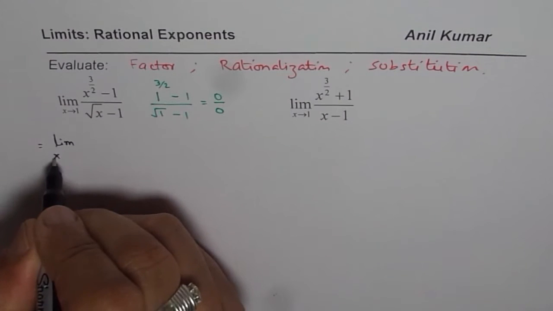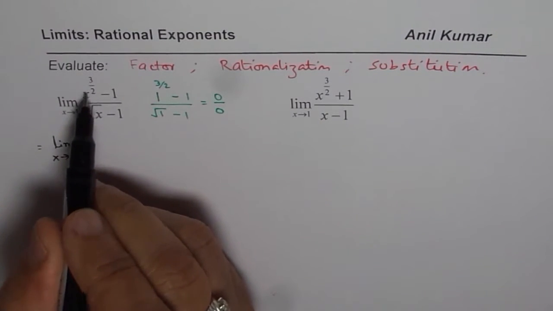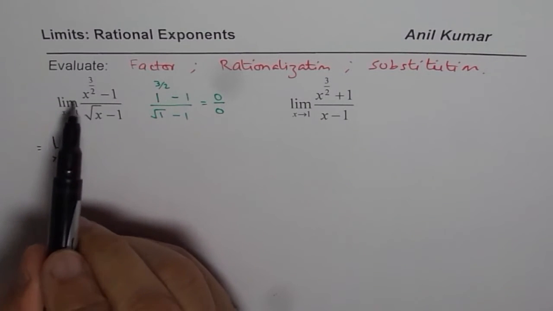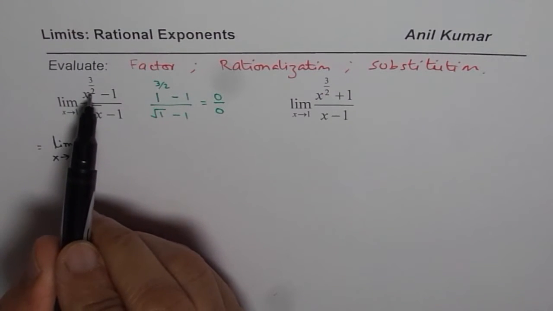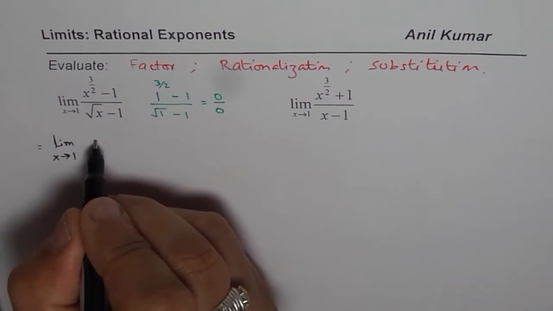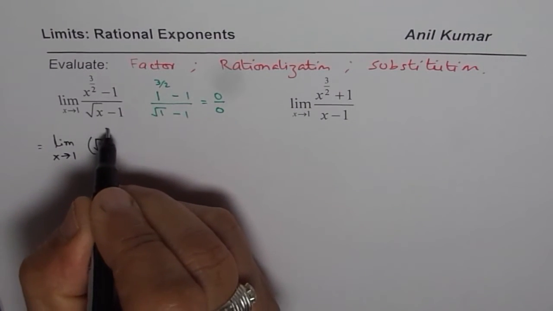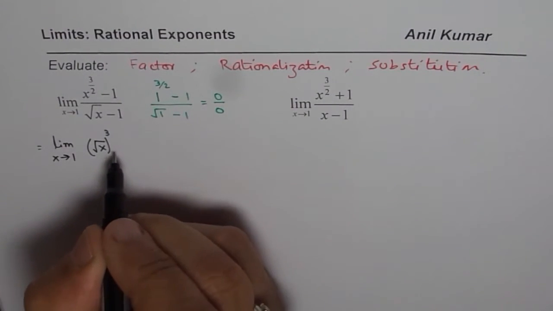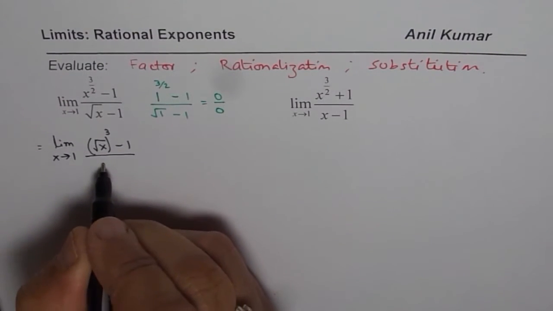So we have the limit as x approaches 1, x to the power of 3 over 2. Now what does that mean? I find sometimes students getting confused with this. So let me rewrite this. x to the power of 1 over 2, cubed. So you could think like this: square root of x, cubed. Do you see that? That is 3 over 2, minus 1, divided by, we already have here, square root of x minus 1.